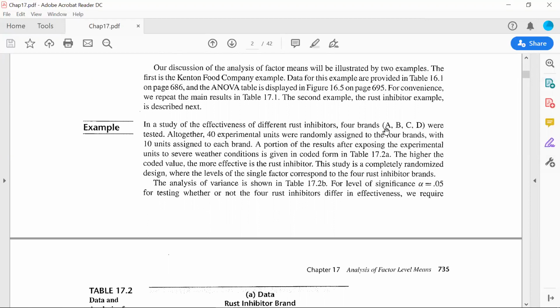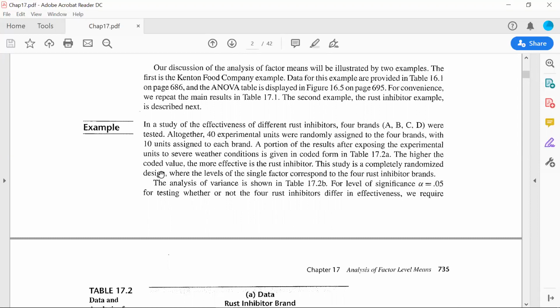So in this situation, we get 40 pieces of metal or whatever that we're going to call the unit, right? So the unit is where we're getting the data from. For each of these, we randomly assign one of the 4 brands. So each brand is getting exposed to 10 units. And then for each of these, we give a grading of, in essence, how protective the coating is for the piece of metal being protected against rusting.